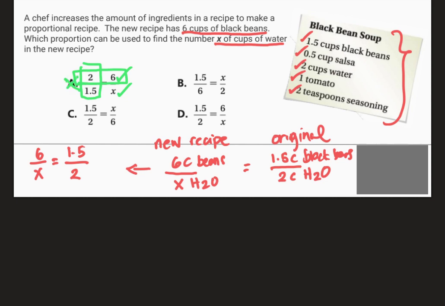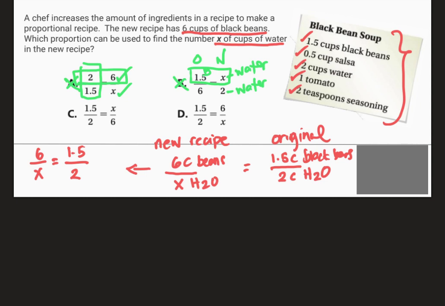So letter B. We see 1.5 again, and from the original recipe, this is the beans. It looks like this is the original and this is the new recipe, and X is the unknown. This should be the water. But then it says here we have 2 water again. So I think this is the original, so this should be water again. So we know that this is going to be incorrect because now they're comparing the black beans and the water together. So this is incorrect also, okay?